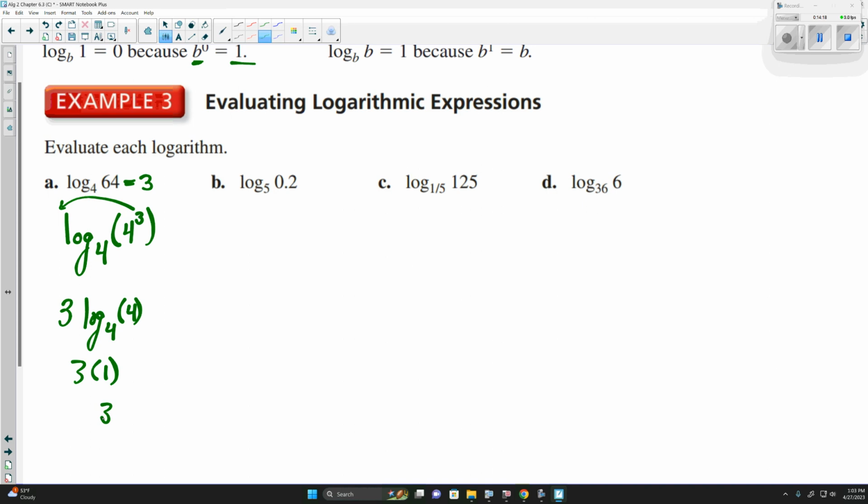But we can do the same with the rest of them. Because I could type this in, and we'd get -1. And the reason for that is because 0.2 is the same as 1/5. And if we move the 5 up to the numerator, we get log base 5 of 5 to the -1, which will simplify to -1.